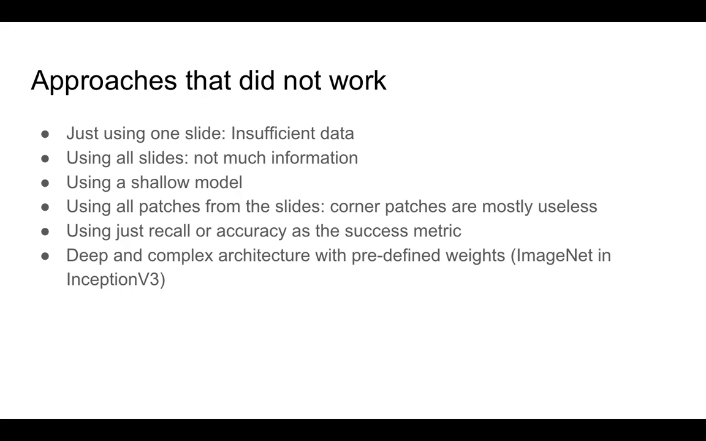Using all the patches from slides. Some patches had no tissue pixels at all, for example the corner patches or patches around the edges. Hence I only took patches which were at least 10% tissue. Then, using just recall or accuracy as success metrics, to reduce the loss, the model just kept predicting either all samples as 1 when recall was chosen or all as 0 when accuracy was chosen. So I ended up using the F1 score, which is the harmonic average of precision and recall, as my metric.